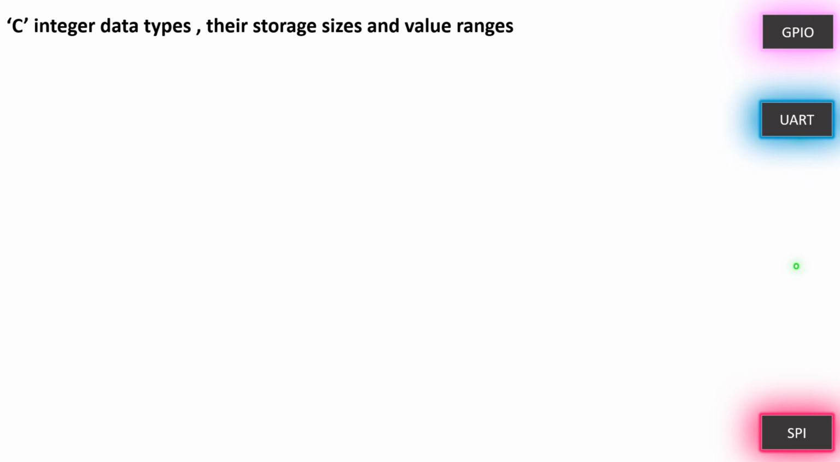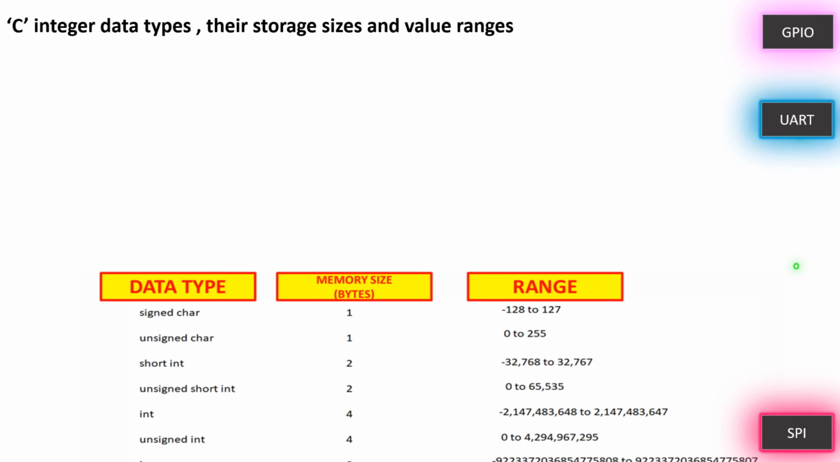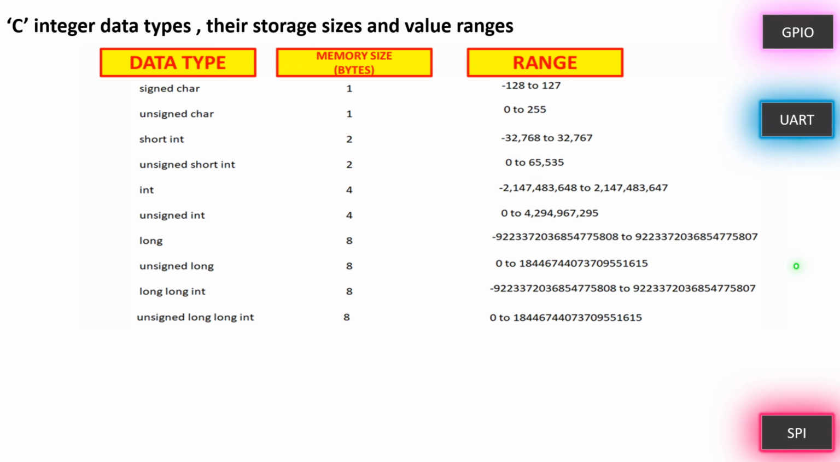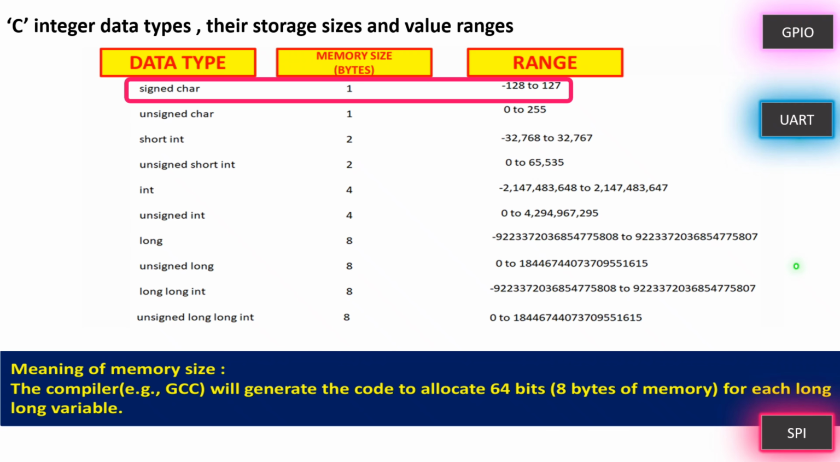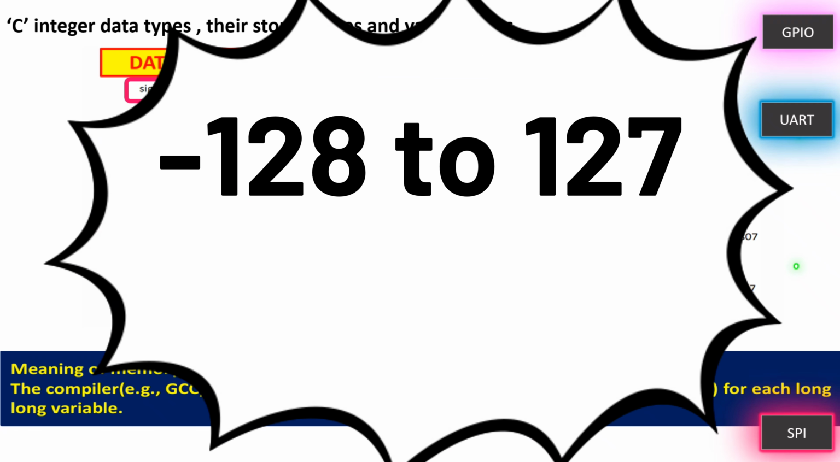Now, remember that the signed char data type consumes 1 byte of memory, and its range is -128 to 127. Strictly speaking, a variable of type signed char uses 1 byte of memory, and it can hold values between -128 and 127.